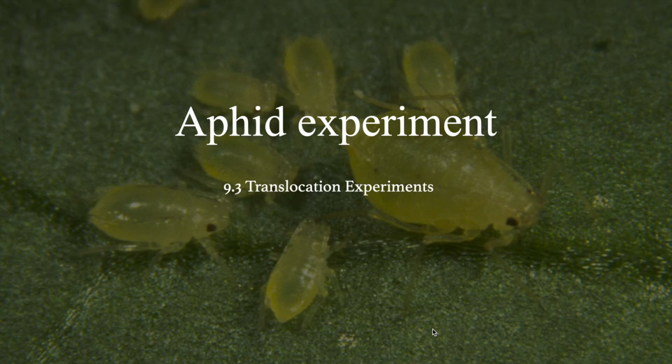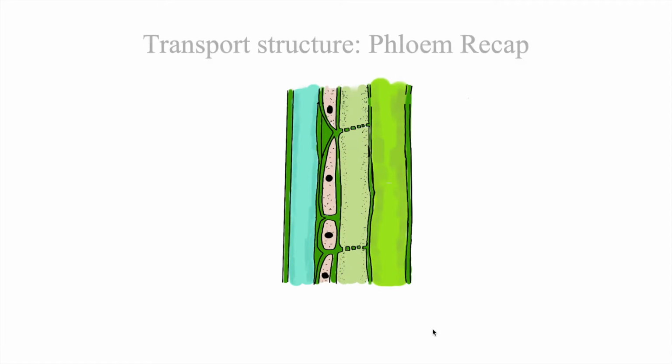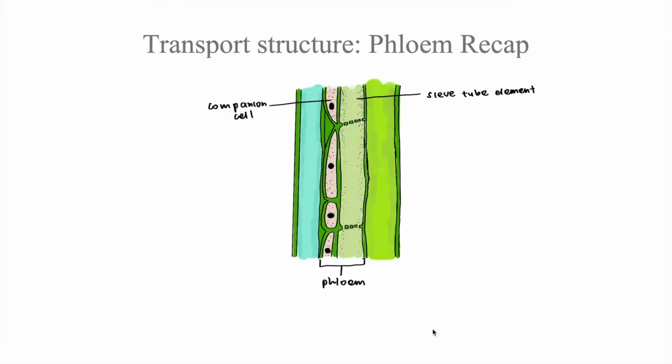Aphid Experiment. Before we begin, let's recap on the parts of the phloem. Pause the video to think. Yep, you're right. The phloem is made up of the sieve tube element as well as the companion cell.